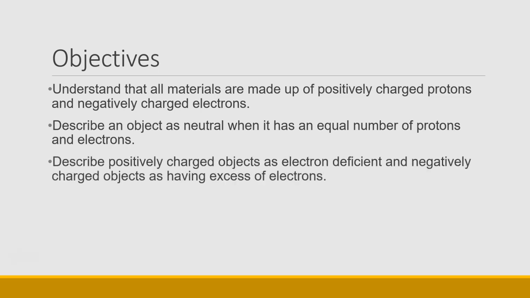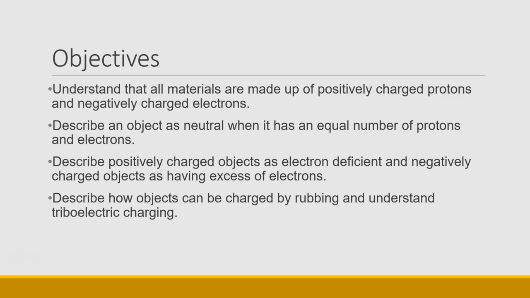We will describe positively charged objects as objects that are electron deficient. That means that they are lacking in electrons. And negatively charged objects are objects that have an excess of electrons. So that means that they have extra electrons on them. Protons cannot move around. It is only electrons that can move, which is why for an object to be positively charged, it is missing electrons, and for an object to be negatively charged, it has extra electrons.